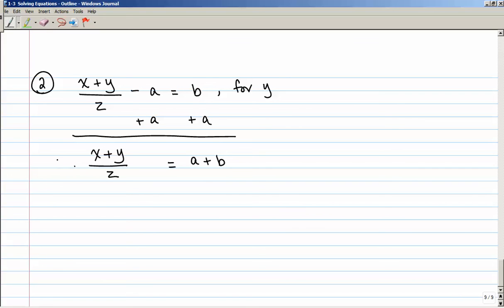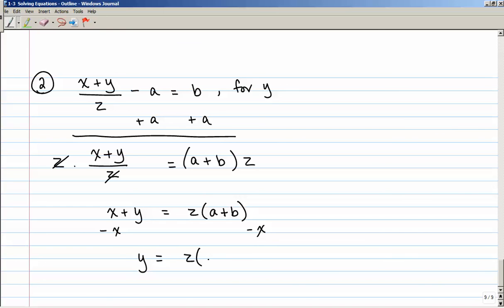Let's multiply both sides by z. And that'll cancel those out. So x plus y equals z times a plus b. And to get y by itself, I need to subtract an x. So y equals z times a plus b minus x. It's not pretty, but that's what the answer is. y equals z times the quantity a plus b, minus x.